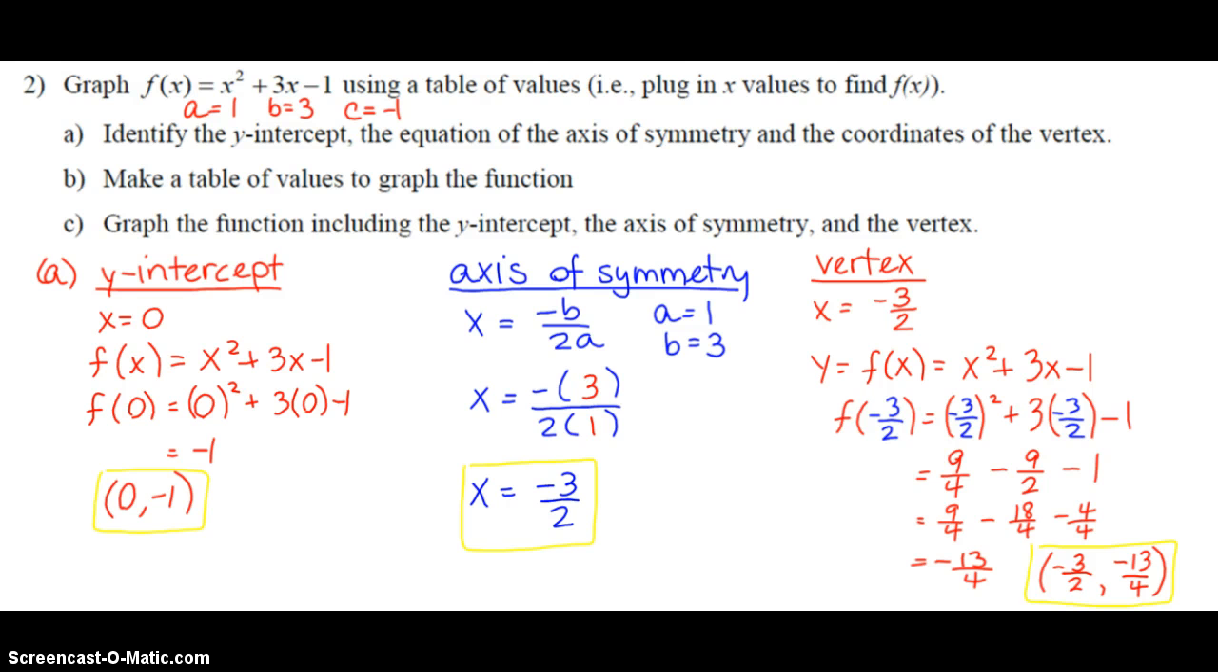Using that same x value, we're going to plug into the function and find the y. That x and y combination gives us our vertex. Now let's move on to part B and make a table of values to graph the function. Remember, the vertex is the middle point. We're finding 2 points to the left and 2 points to the right so that we can get the full shape, the left-hand side of our parabola, and then the vertex, and then the right-hand side of our parabola.